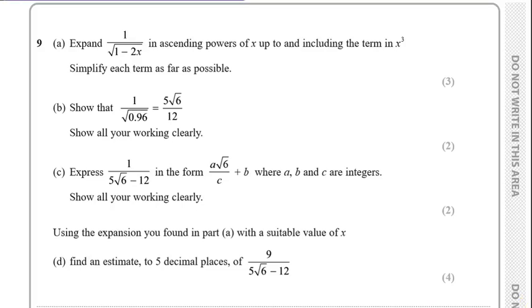Hello everyone. This is question number 9 of January 2022, paper 1. Part A says: expand 1 by root over 1 minus 2x in ascending powers of x up to and including the term in x cubed. Simplify each term as far as possible.